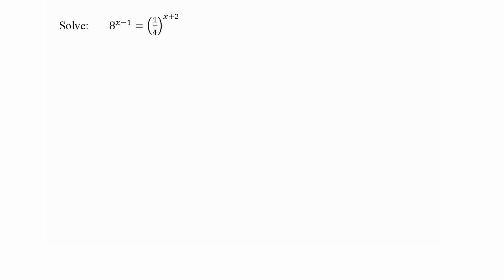Now when we're trying to solve exponential equations, the first thing we look for is if we have the same base on both sides, and if not, do we have numbers that can be written as the same base? Well, 8 can be written as 2 cubed, and 1/4 can be written as 2 to the negative 2 power. So we can write the left side as 2 cubed to the x minus 1, and on the right side we can write it as 2 to the negative 2 power to the x plus 2.